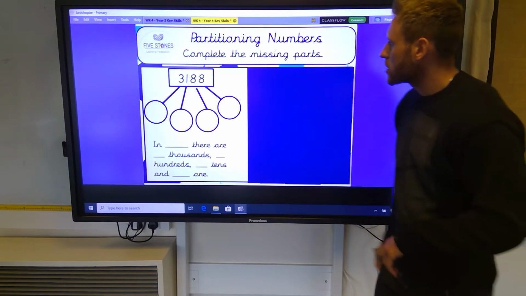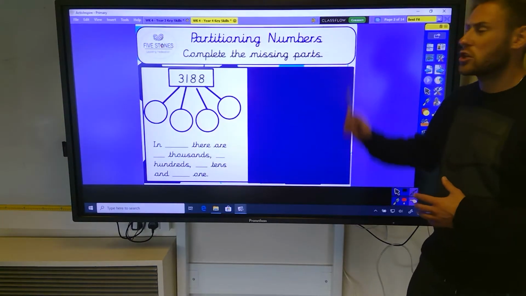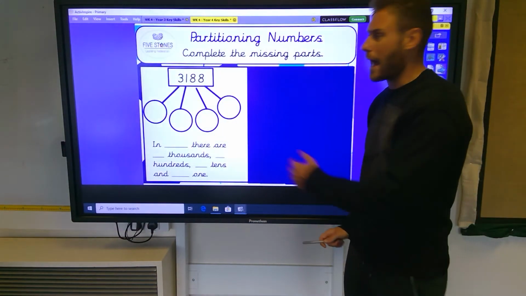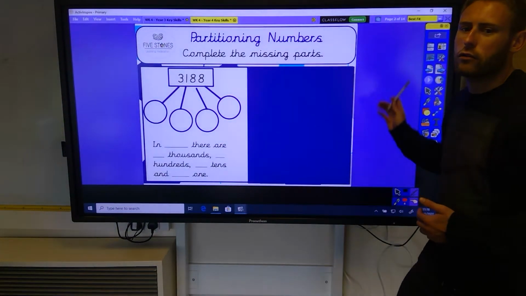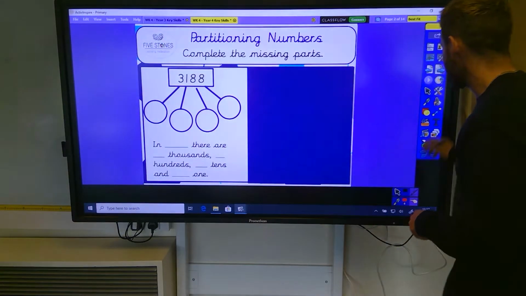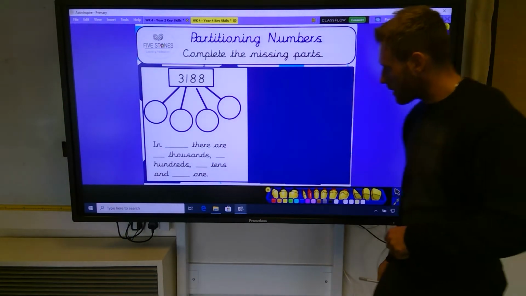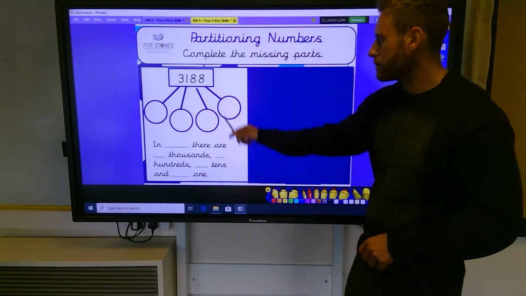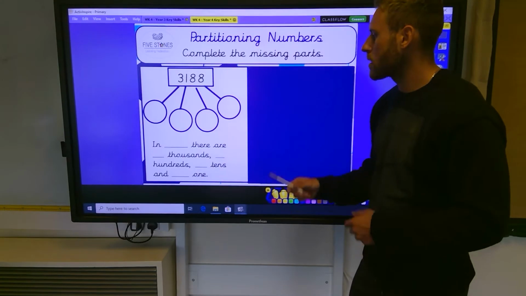Let's get going. We are going to be starting with partitioning numbers, and you're going to help me complete the model on the left of the screen. Then I'm going to reveal a separate model for you to work on your own. Let's think out loud. I'm going to partition into thousands, hundreds, tens and ones. How many thousands have I got?